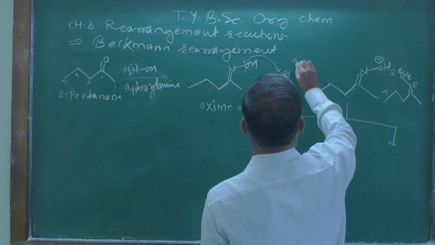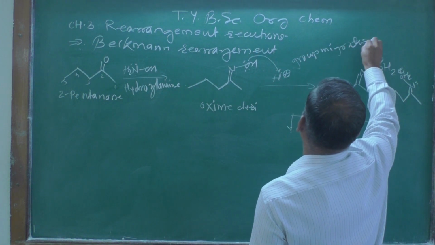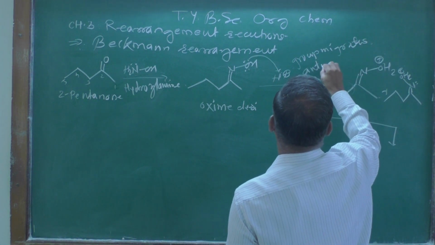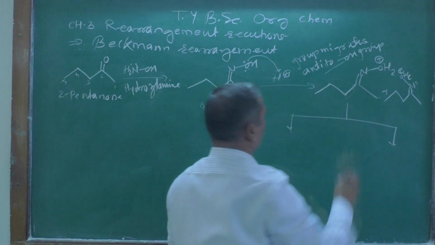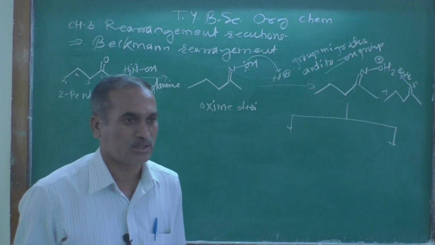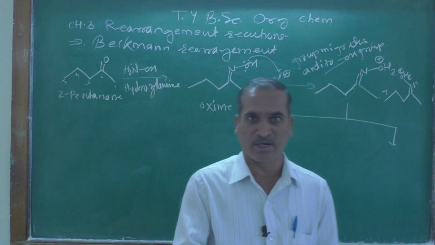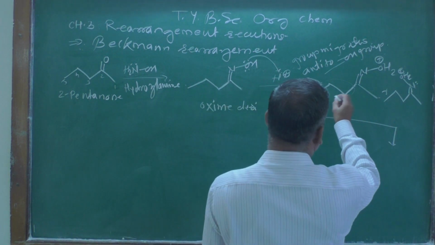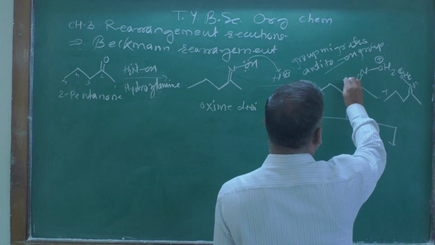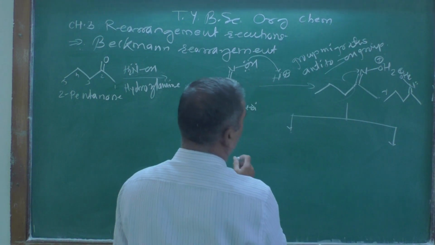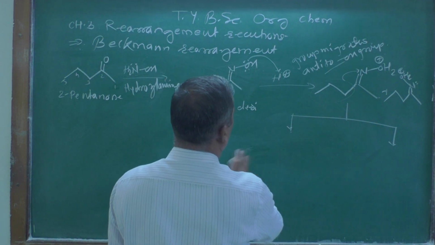Remember, the group migrates anti to the OH group. This is a very important sentence you must remember as far as the Beckmann rearrangement is concerned. Now if you observe this carefully, this group is migrating like this, and so what do you get over here? You are going to get the product, not like this.